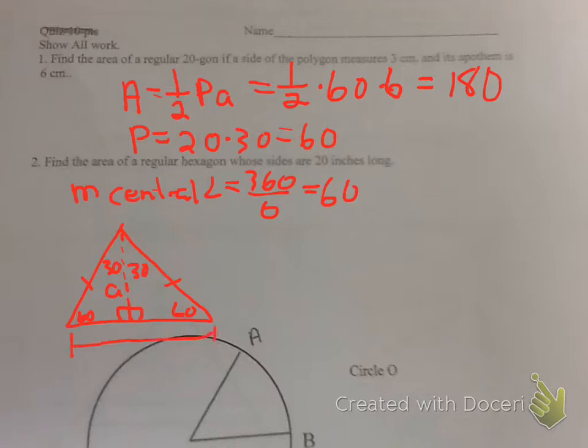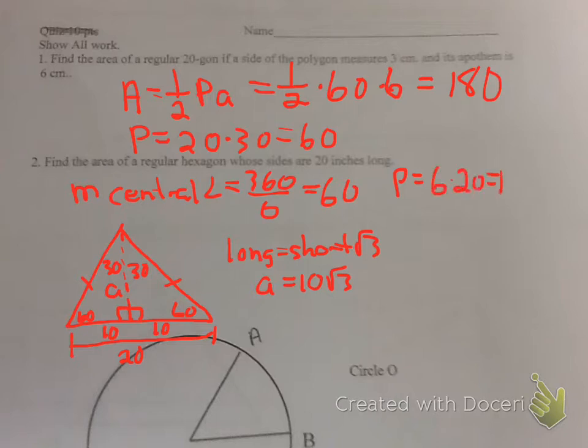Well, actually, we know these lengths, because we know that the sides were 20. So this is 20, each of these little guys would have to be a 10. If I use my 30, 60, 90 rules, that long equals short root 3, that will give me that A is 10 root 3. So we've almost got the perimeter, not quite. The perimeter is going to be, the sides are 20 and there are 6 of them. 6 times 20 is 120.